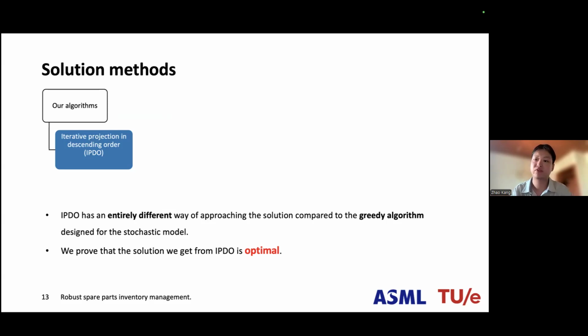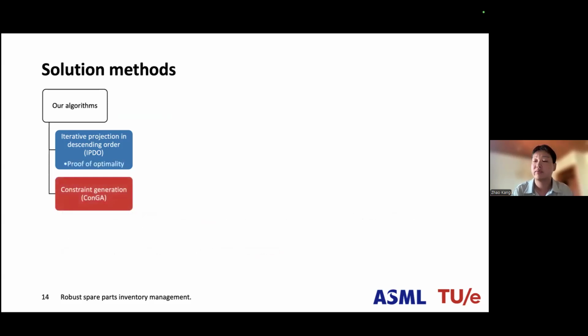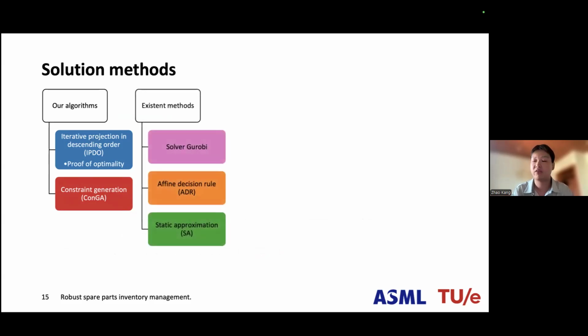However, in practice, we do find a lot of constraints are redundant when we are using different types of uncertainty set. Therefore, we have a simplified version. We call it the constraint generation algorithm. For this algorithm, we only consider a part of the constraints, not all of them. We then do the comparison of our algorithms with some existing methods. For instance, we can solve to find out the exact solutions by scenario grouping. And also, we used two commonly used approximations in robust optimization, the affine decision rule approach and the static approximation approach.